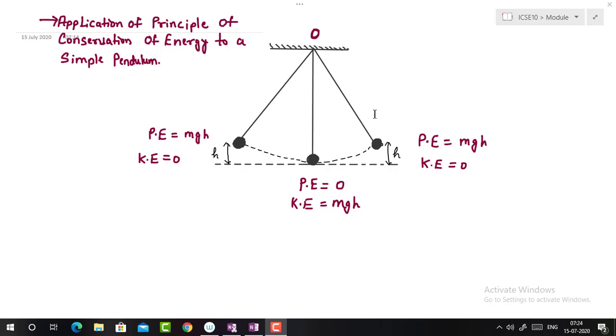Good morning, students. In today's module we will cover the last section, that is the application of the principle of conservation of energy to a simple pendulum.